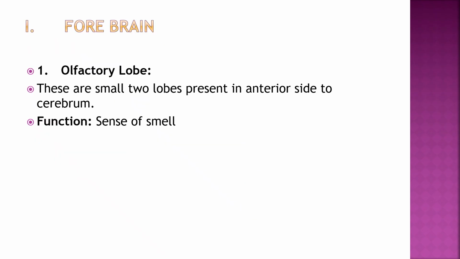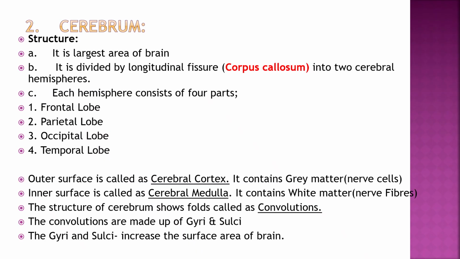So first part is forebrain. In that, first part is olfactory lobe. So these are two lobes present in anterior side of the cerebrum, and the function of olfactory lobe is the sensation of the smell. The second part of the brain is cerebrum.